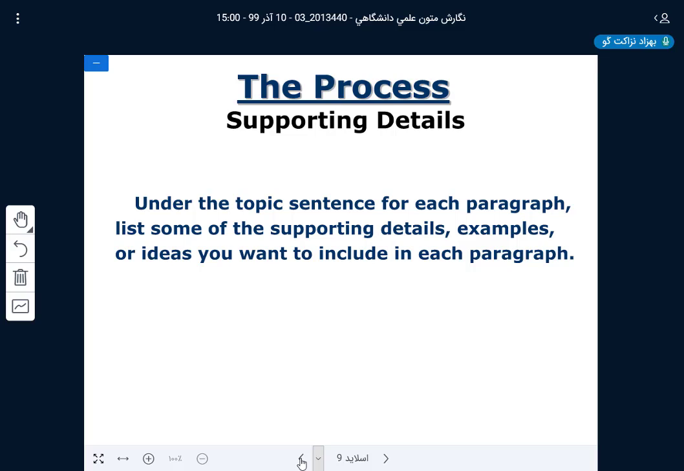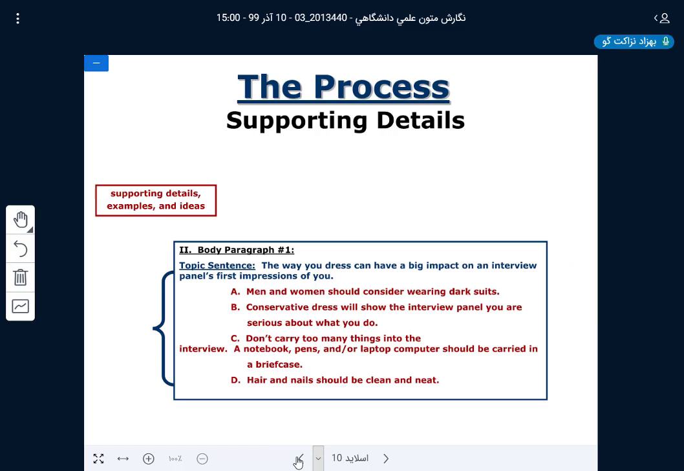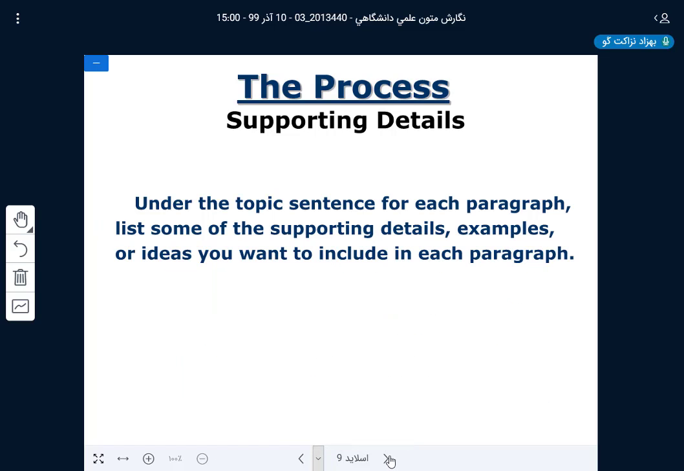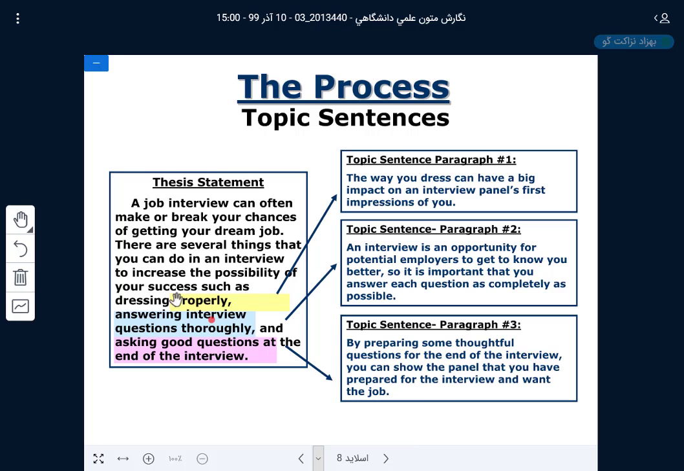So when you're writing your topic sentence, you decide on a controlling idea and create the topic sentence. Where does this topic sentence come from? This topic sentence comes from the ideas you had in the thesis statement. The way you dress can have a big impact on the interview panel's first impression. So this is your claim. This is your stance. This is the focus of your paragraph. It is not a fact.